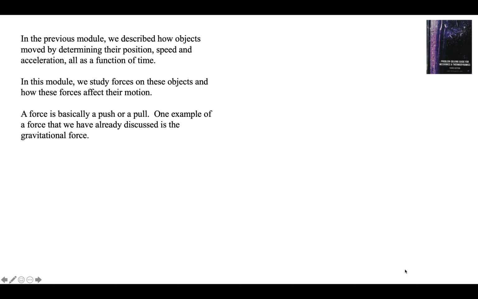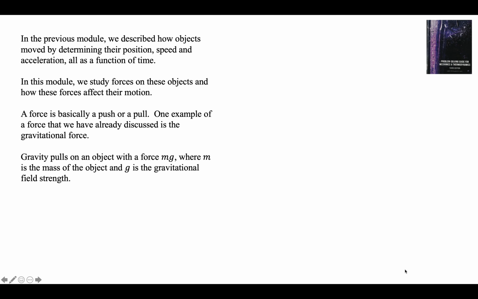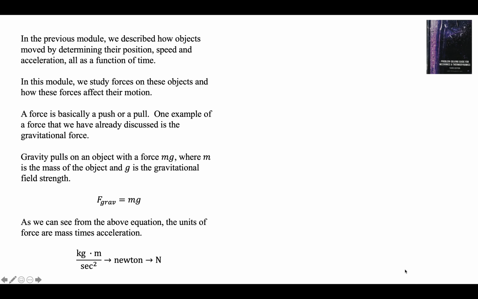One example of a force that we've already discussed in the previous two modules is the gravitational force when we did projectile motion. Gravity pulls on an object with the force mg. m is the mass of the object. Little g is the gravitational field strength. F gravity is mg, and we call that the weight of the object. The units of force are mass times acceleration, and if mass is in kilograms and the acceleration is in meters per second squared, then we have a Newton, after Isaac Newton. The traditional unit of force is the Newton.